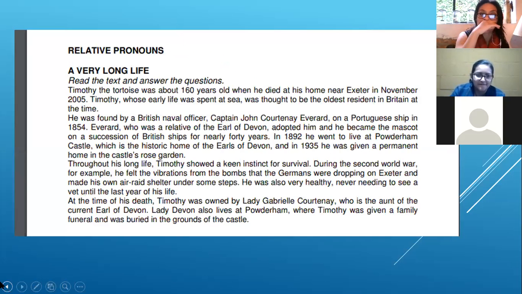You know what? Let's go back here. All right, so here it says, Timothy the Turtle was about 160 years old when he died at his home near Exeter in November 2005. Timothy, whose early life was spent at sea, was thought to be the oldest resident in Britain at that time. He was found by a British naval officer, Captain John Courtney Everard, on a Portuguese ship in 1854. Everard, who was a relative of the Earl of Devon, adopted him and he became the mascot on a succession of British ships for nearly 40 years. In 1892, he went to live at Powderham.